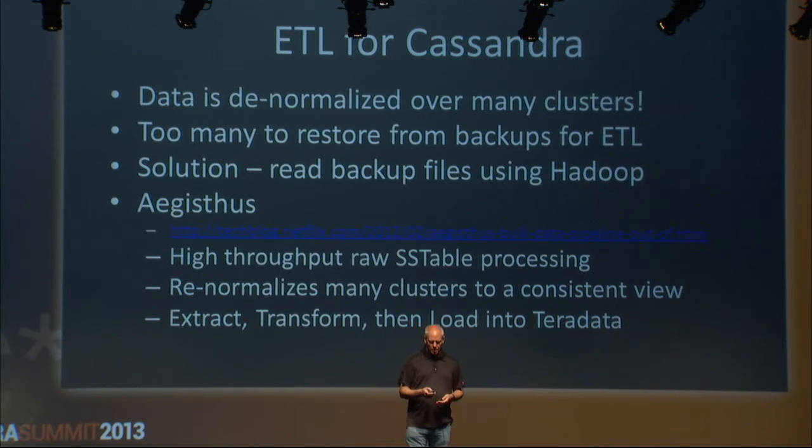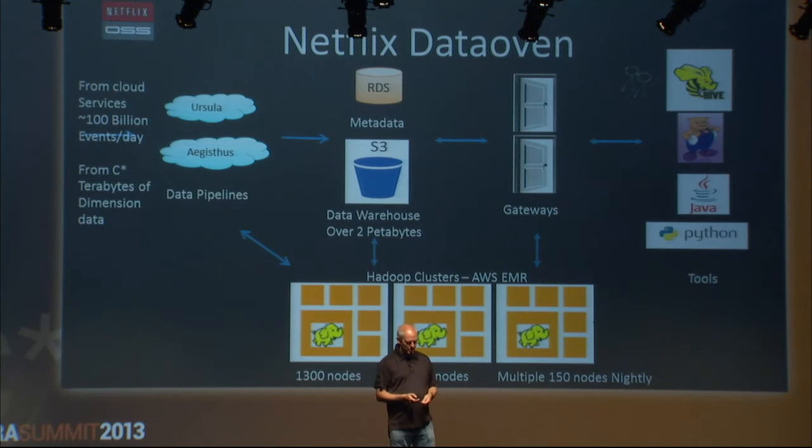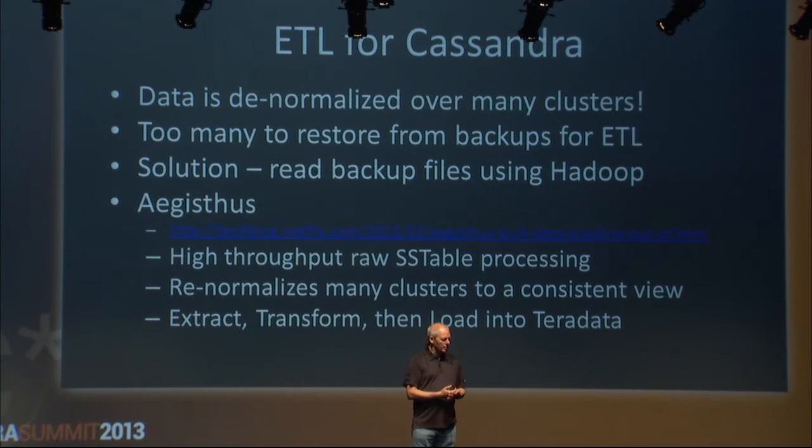So I mentioned on here, it says adjust this. This is the tool we did for that. Our data is spread across up to 50 clusters. We need to renormalize it. At some point you have to do that join in order to do the business intelligence work.